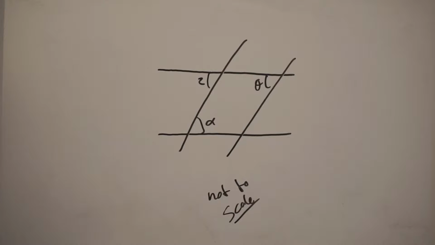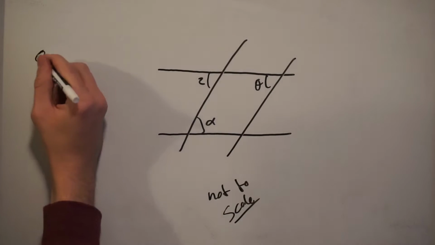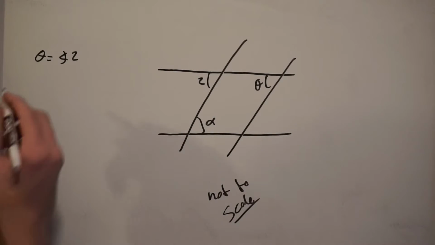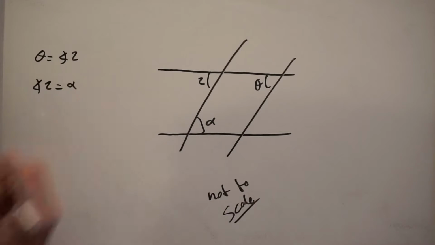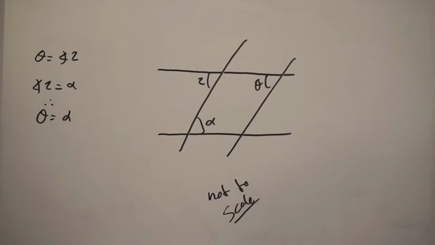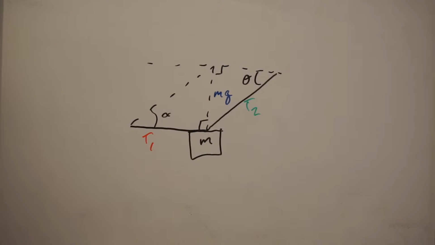Since these are all parallel, with one line intersecting two parallel lines, these two angles are equal. Theta is equal to angle 2. Shifting our focus to this system, we can also say that angle 2 is equal to angle alpha. Since angle 2 is equal to angle theta, therefore angle theta equals angle alpha. Looking back at our tension system, we just proved that angle alpha can now be rewritten as angle theta because they are equal.